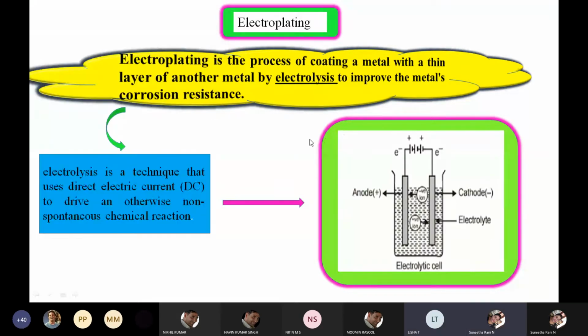So last class, what did we discuss? We discussed electroplating. What is the electroplating process? It is a process of coating a metal with a thin layer of another metal by the electrolysis process. Here we require an external power supply for the coating. The object or substrate which you want to coat has to be taken as the cathode.